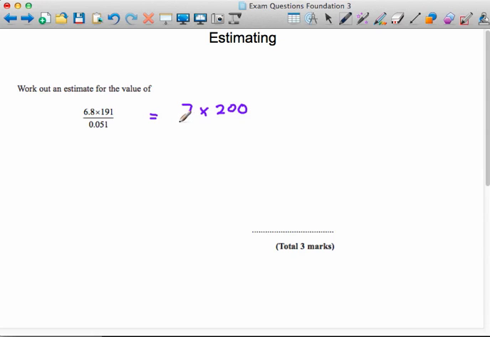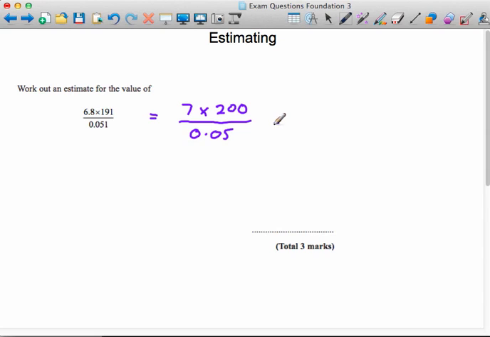And then we're going to divide by, now this number to one significant figure is 0.05. Got to keep the size the same. Can't round it to zero. Dividing by zero in mathematics is not allowed. We can't get an answer. So we've got 7 times 200 divided by 0.05.